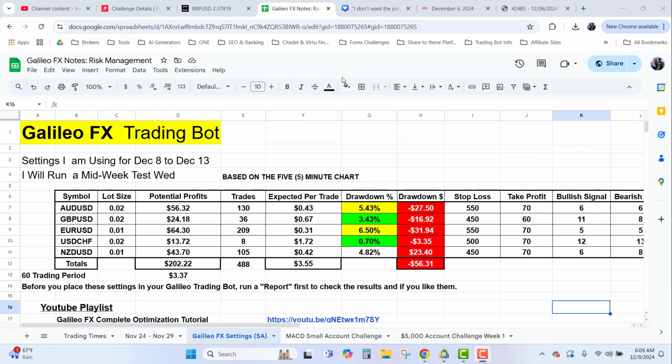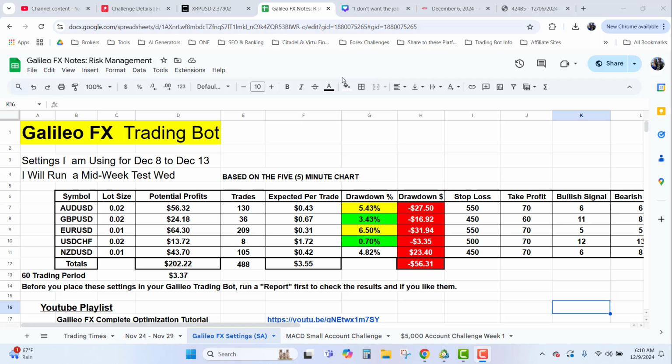And in this video, these are the settings that I have run the optimization test for and found to be the best bullish and bearish signals for Galileo, the best take profit and stop loss with a lot size of 0.02. Now, a lot of y'all had some questions. I'm here to answer them for you right now.